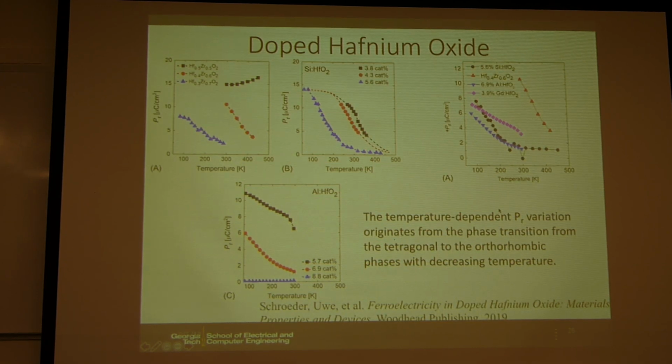In this slide, I'm showing how the polarization value depends on the temperature. In general, if you go to lower temperature, the PR value increases for different types of dopants. This is because of the phase transition from tetragonal to orthorhombic phase with decreasing temperature. This property also implies that this hafnium oxide material is good for memory applications at low temperature.